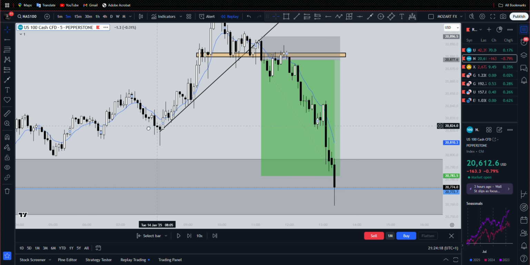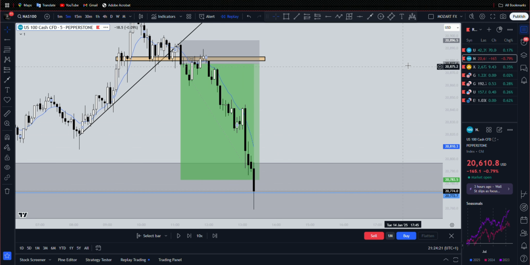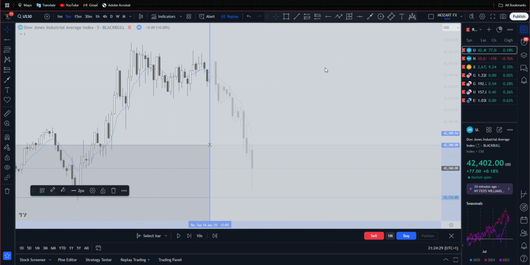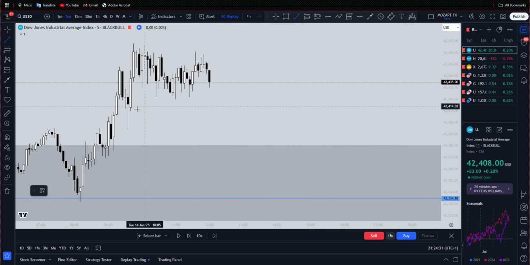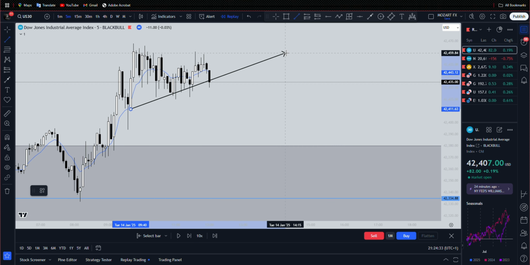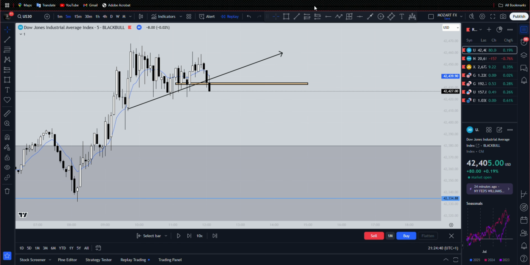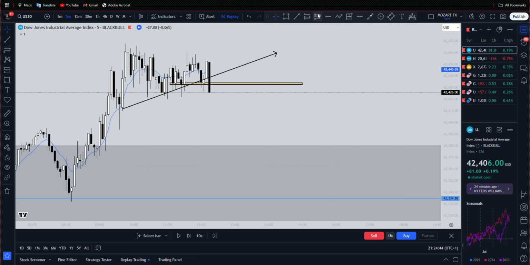I also wanted to mention that the same thing happened in US 30, because they do correlate. However, I wouldn't take this trade for a certain reason. The trade would be this one. If it breaks this zone, which would be this, nope, yeah, this one.